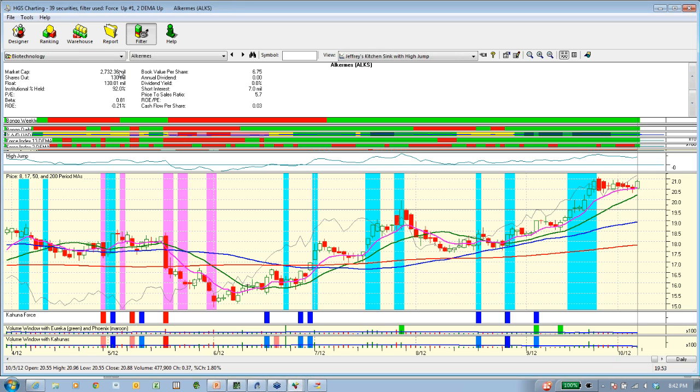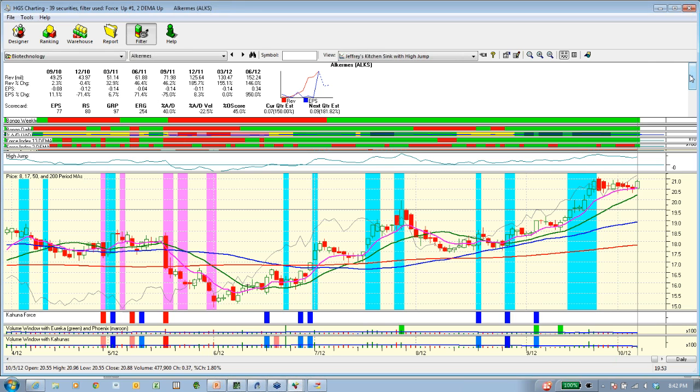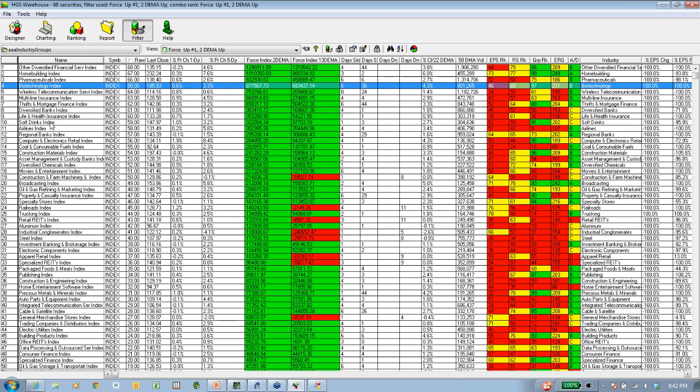No dividend, $2.7 billion. Marketed products, and this one caught my eye because of sort of a cup, pulling back, squeezing here with multiple edges coming together, maybe about to run again. Everything turned green. That's Alkermes. I like biotech. You can tell I spend too much time here.